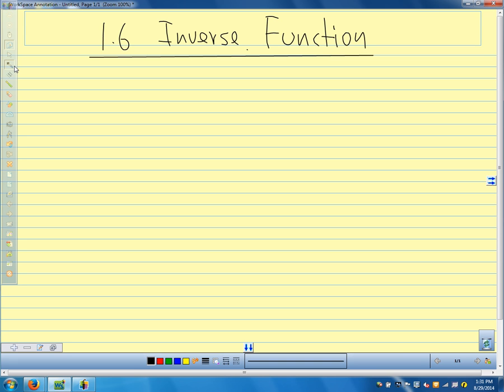All right, inverse functions. So when we say inverse function, what are we talking about? What do we mean? What does inverse mean? Opposite. Okay. So that's not a bad word. What do we mean by opposite?